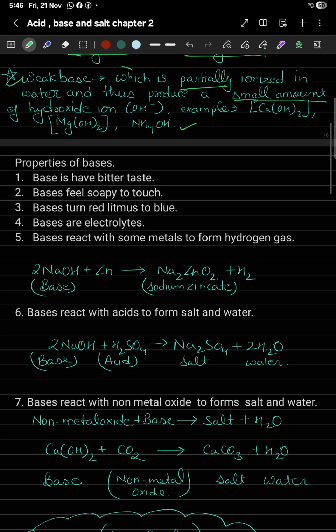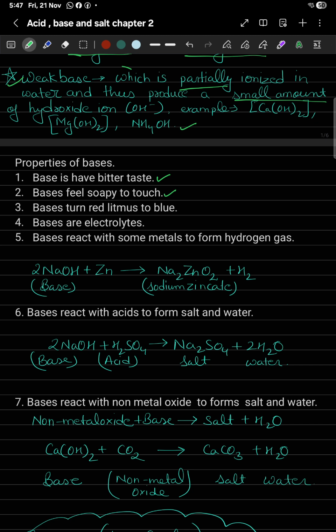First one is having a bitter taste. That means you feel that it is not good to eat properly. That is considered a bitter taste, or you can say kadwa. Okay. Second point is that bases feel soapy to touch. If you touch the base, then you feel it is soapy, just like a soap. Okay. So the second point is that when you touch the base, it feels soap-like to touch.